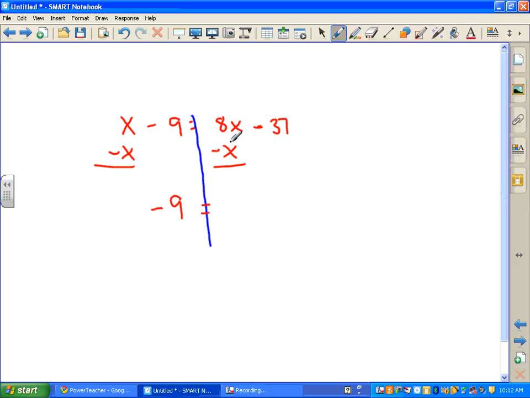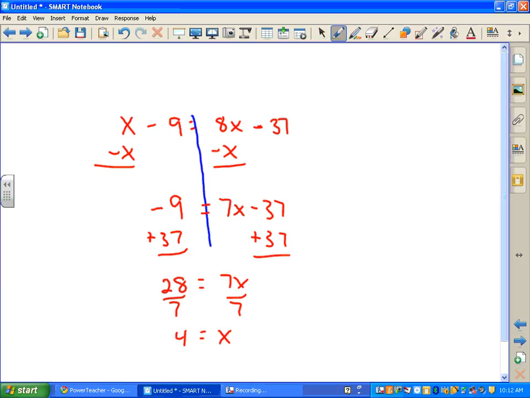On the right side, what a lot of people want to do is say, oh, the x's are gone, so that's 8. That's not the case. I have 8 x's, and I'm taking away 1 x. So what I'm left with is 7 x's, and then the minus 37. Again, I have my two-step equation, so I'll add 37 to both sides. On the left side, that'll give me a positive 28. The right side, I have 7x left. Then I divide by 7 on each side, and I have that x is 4.